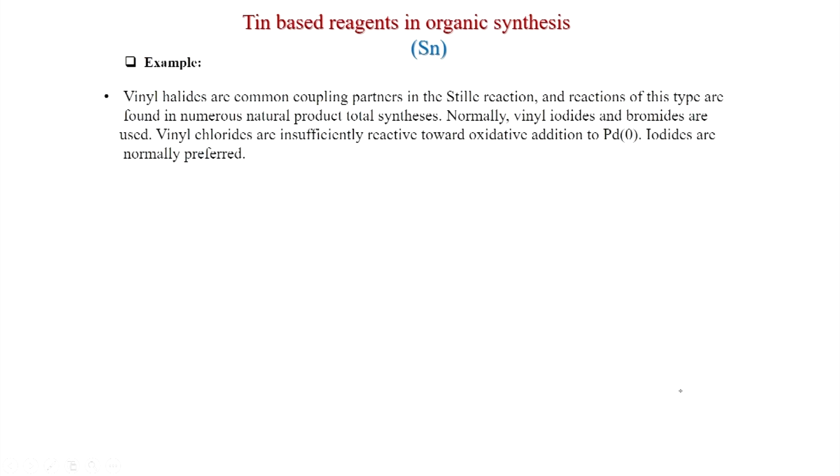Now, examples. In general, the vinyl halides are common coupling partners in the Stille reaction, and reactions of this type are found in numerous natural product total syntheses. Normally, vinyl iodides and bromides are used. Vinyl chlorides are insufficiently reactive toward oxidative addition to palladium 0. Iodides are normally preferred. So, this is important. When you choose the vinyl halide, you have to choose either iodide or bromide, because vinyl chlorides are less reactive.